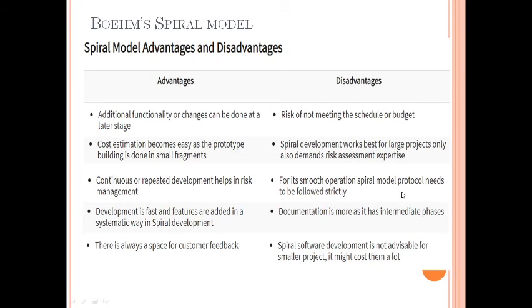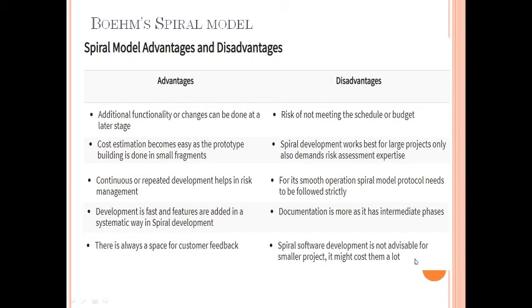For its smooth operation, the spiral model protocol needs to be followed strictly. So in different phases we have to do the particular work very strictly. Documentation is important here. The fourth disadvantage is that documentation is more, as it has intermediate phases, because the document will provide the input for the next phase. So documentation is very important. Spiral software development is not advisable for smaller projects, as it might cost them a lot.